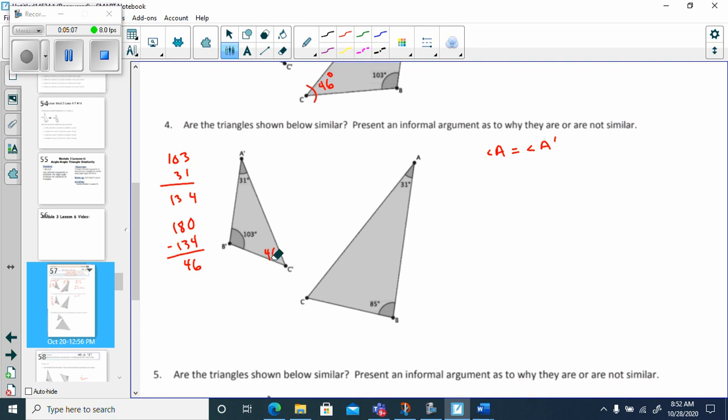Okay, so guys, the 46 doesn't match that. The 103 doesn't match that. I've only got one set of corresponding angles that are congruent. So these are not similar. Okay, why are they not similar? Only one set of corresponding angles are congruent.